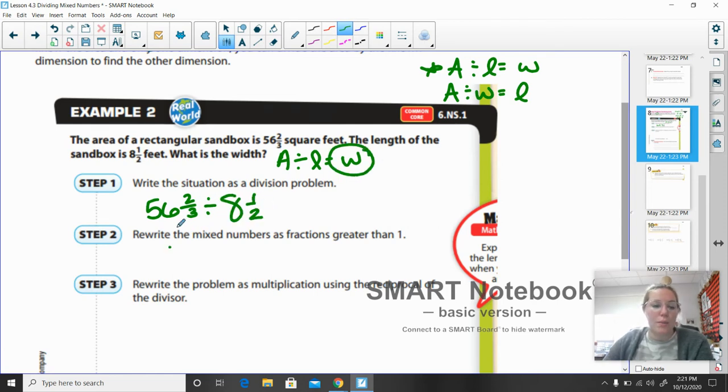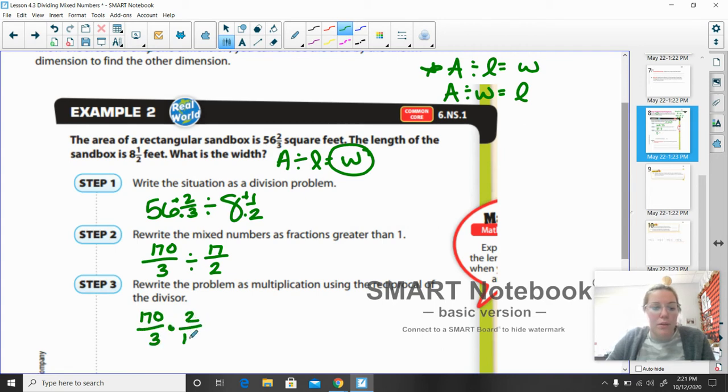So again, I rewrite them as mixed numbers. So 56 times 3, 50 times 3 is 150. 6 times 3 is 18. So 168 plus 2 is 170/3. Divided by 8 times 2 is 16, plus 1 is 17/2. And then I copy dot flip. 170/3 multiplied by my reciprocal.